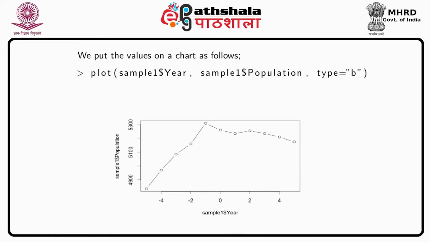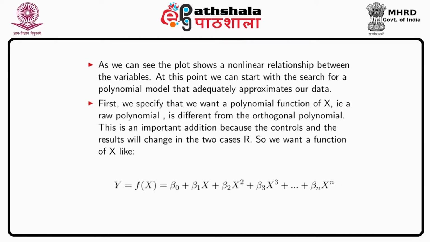Now the condition that type equals B would give me a plot where I have line as well as dot plots. So after fitting, we clearly see a non-linear relationship between the two variables. Now if we choose to fit a statistical model for prediction purpose to this data set, we would want to use something which is fitted to this particular data set and not forcibly try to fit a linear model. So as we can see, the plot shows a non-linear relationship, and at this point we can start with the search for a polynomial model that adequately approximates our data.